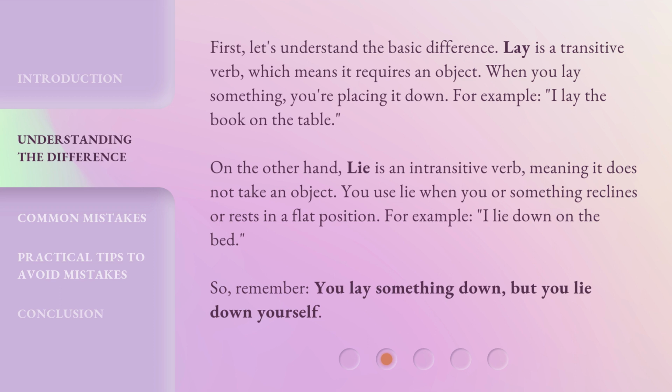On the other hand, lie is an intransitive verb, meaning it does not take an object. You use lie when you or something reclines or rests in a flat position. For example, I lie down on the bed. So, remember, you lay something down, but you lie down yourself.